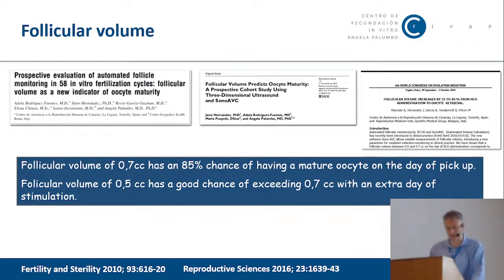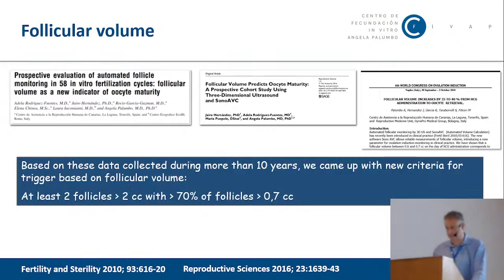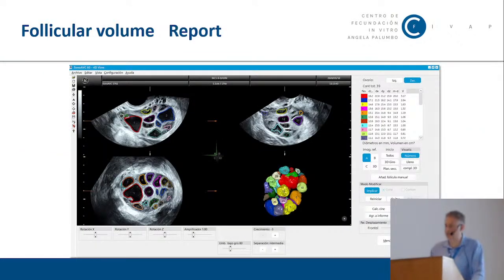Based on this data collected during more than 10 years, we came up with the new criteria for trigger based on follicular volume: at least 2 follicles greater than 2 cubic centimeters, with more than 70% of follicles greater than 0.7 cubic centimeters. And now let's see how we use all this in clinical practice.